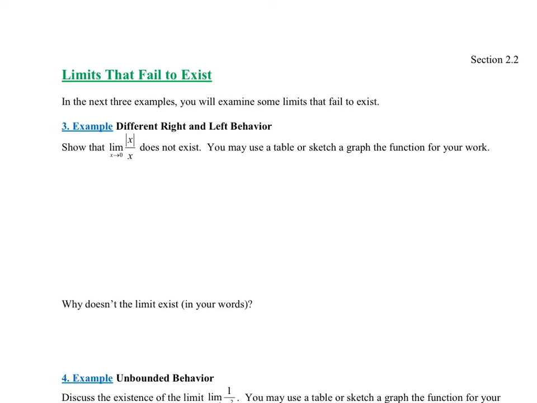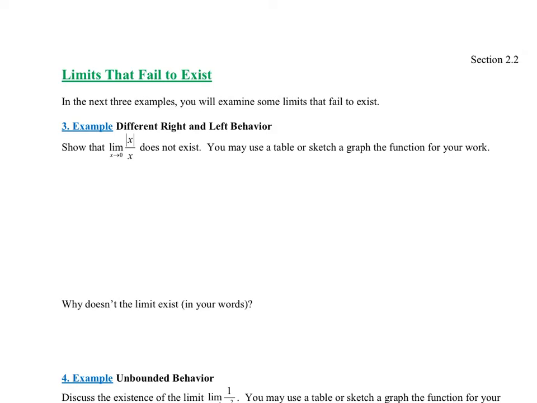So let's look at this next one. If you just jumped into the example without looking at the title, you might not know the answer to this, but it says limits that fail to exist. It says in the next 3 examples, you will examine some limits that fail to exist. Different right and left behavior.